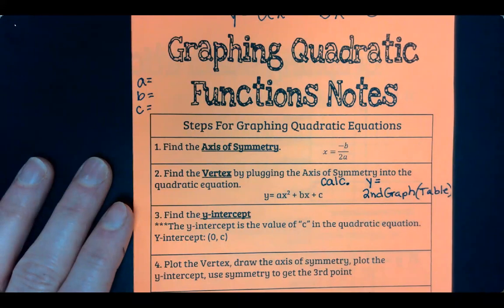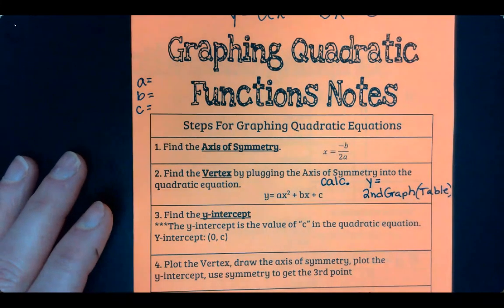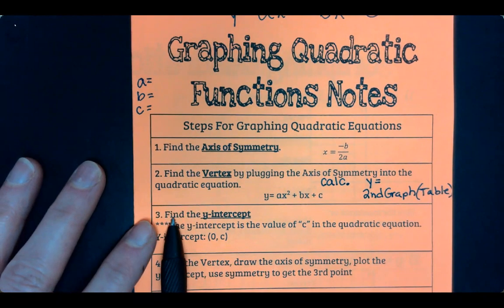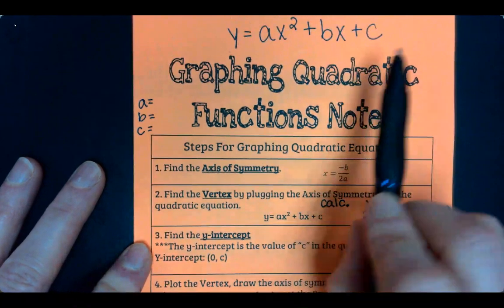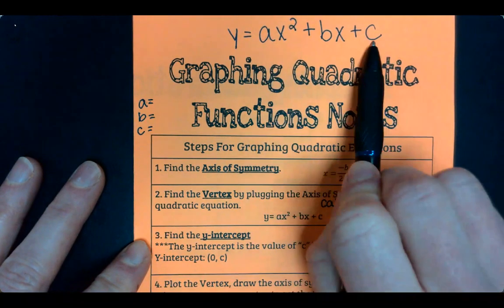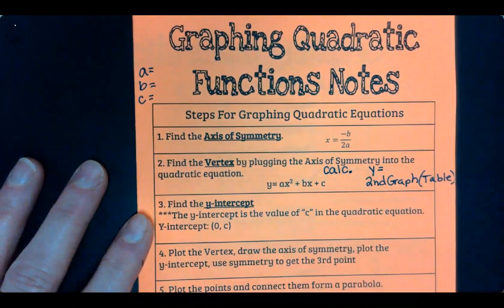Is it upside down or is it right side up? Is it high on the grid? Is it low on the grid? You can use that. Then you're going to find your y-intercept. Yesterday we learned that the y-intercept is the c value. So it's the value on your standard form that doesn't have an x value. And you write it as 0, c.